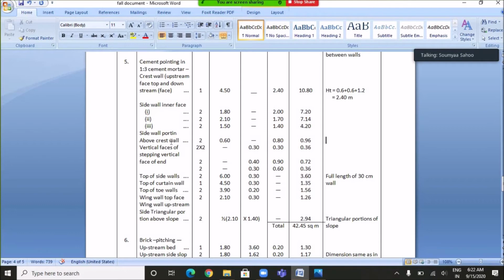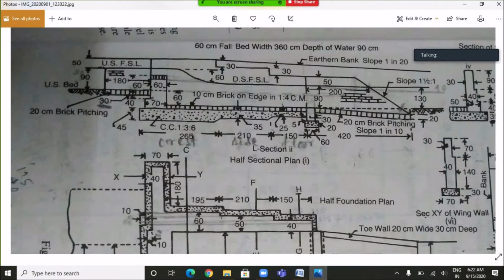Then the pointing work is to be carried out in the sidewall portion above the crest wall. So this height will be from this portion to this portion. So this height is 80 centimeter and the length will be from this portion to this portion. So this length will be 60 centimeter.